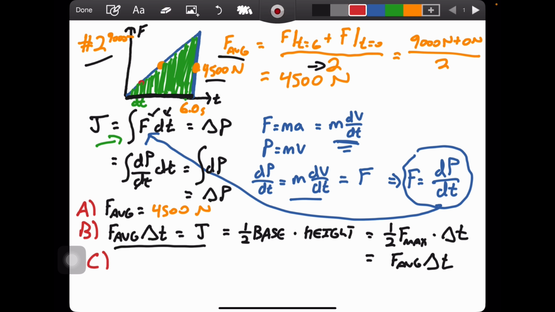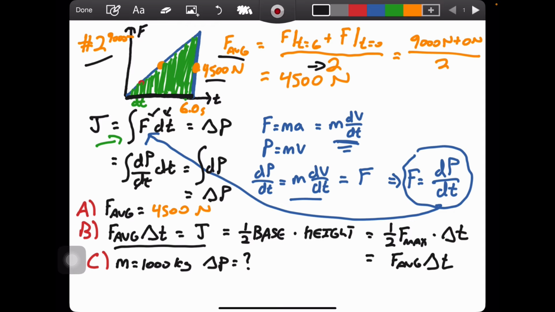Part C of this problem says, let's say that the force that was ramping up from 0 to 9,000 newtons, what if this force was acting on a car that has a mass of 1,000 kilograms? M equals 1,000 kilograms. What is the change in momentum of this car?